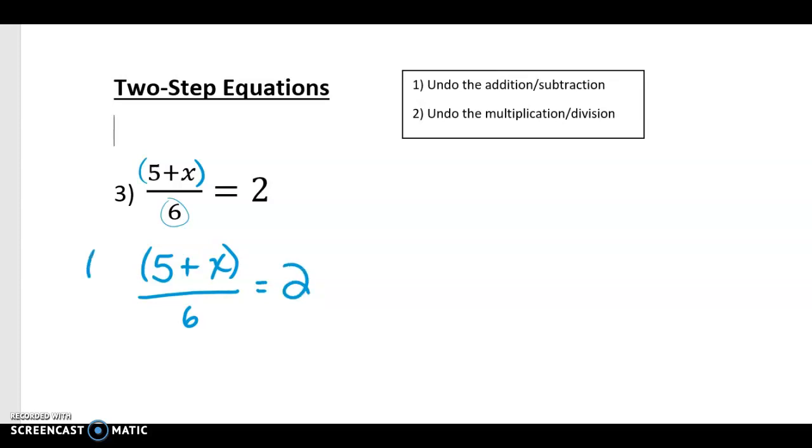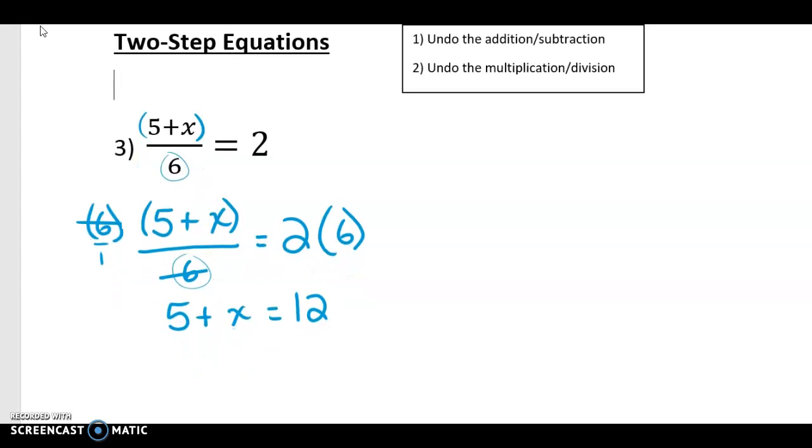I'm going to multiply each side by 6 because I'm undoing this 6 right here. I'm getting rid of it. I'm removing it so we can isolate our variable. These two 6's cancel, so we're left with 5 plus x equals 2 times 6, which is 12. And now I just have a basic one-step equation.